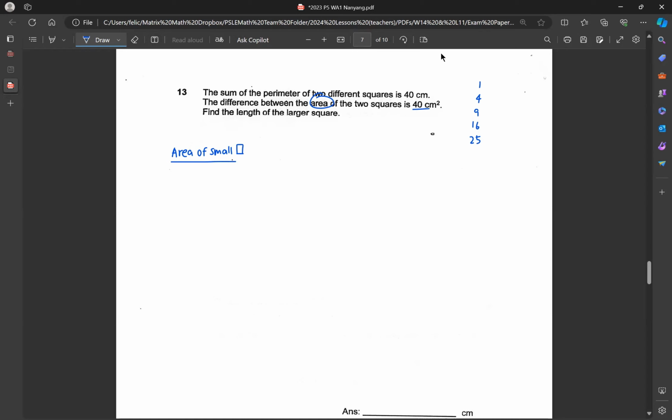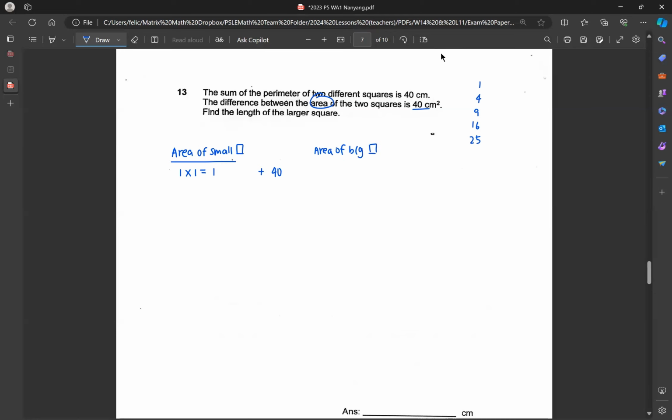All right, and I think we can begin with 1 first. So let's say the small square is 1 cm side. That means 1 times 1, the area will be 1. Now, since the difference between the areas must be 40, that means the larger square must have an area that's 40 more than the one here. So simply I have to add plus 40 to get the area of the big square.